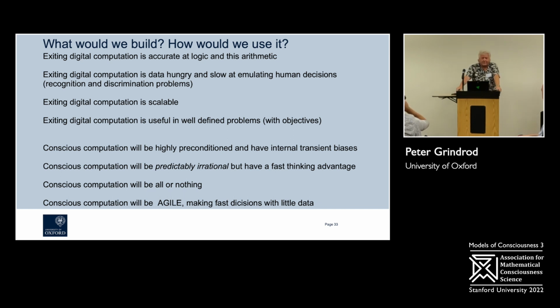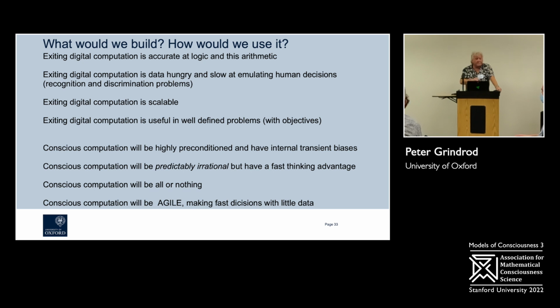Existing digital computation is scalable. If we give it more oomph, it does more stuff, whether we go HPC, parallelized, or whatever. Existing digital computation is useful on well-defined problems which have objectives. So, optimization, converging to a solution. That's why modern ML and DL works.